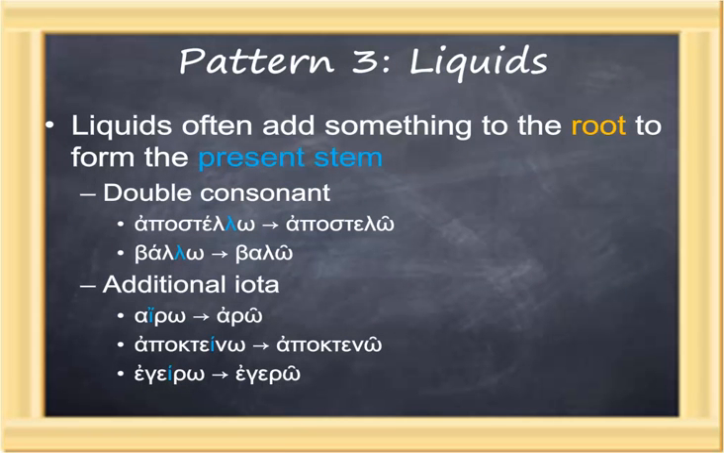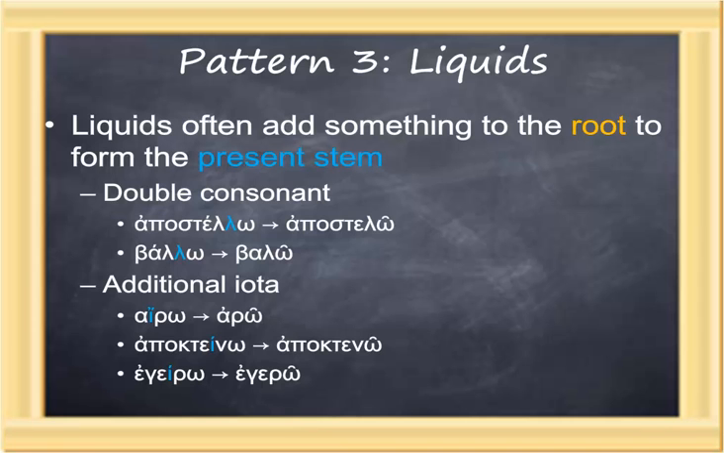As a side note, liquids often add something to the root to form the present stem. We'll talk about this more in what's called pattern 4, but with the examples we've looked at so far, you might want to notice that the present is sometimes formed by doubling a consonant. So from the root apostel, the future, you can clearly see the root there with 1 lambda. In the present, there's 2 lambdas. Same with ballo, 1 lambda in the future, 2 lambdas in the present. That's an example of the present form doubling the consonant.